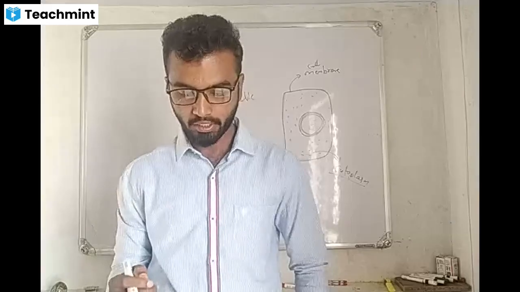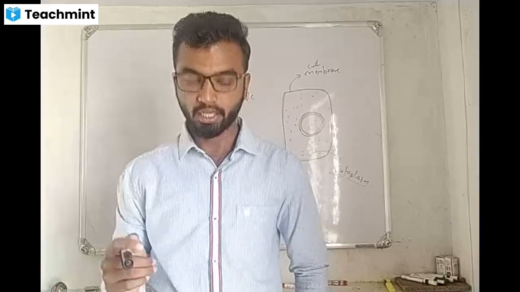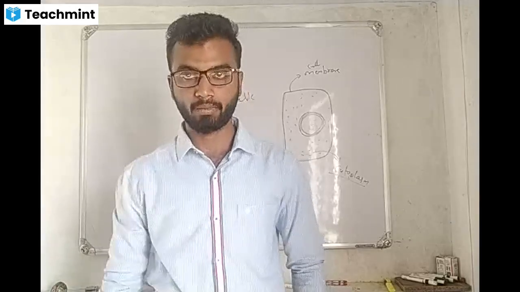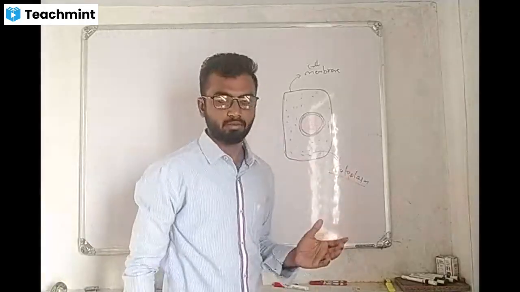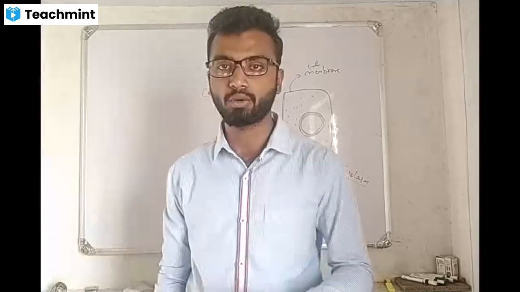Some of these organelles are visible only with an electron microscope. First of all, a human cell is very small. How small, I have explained to you in the last class.